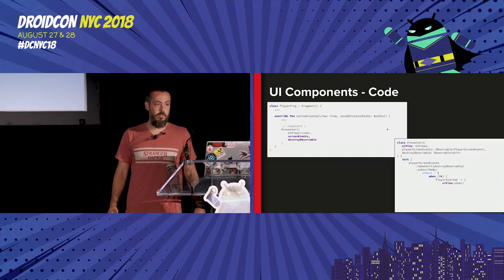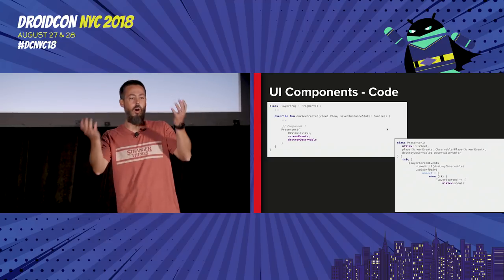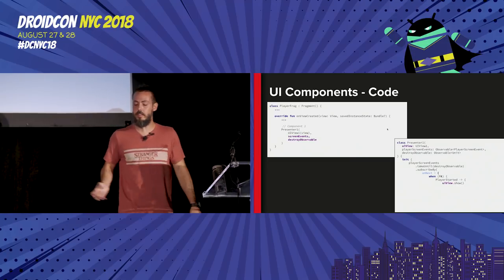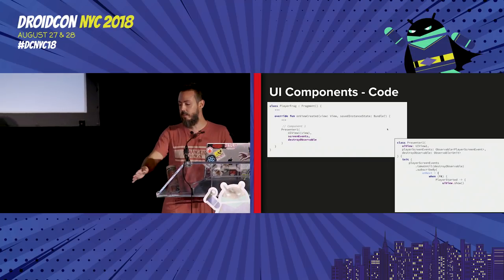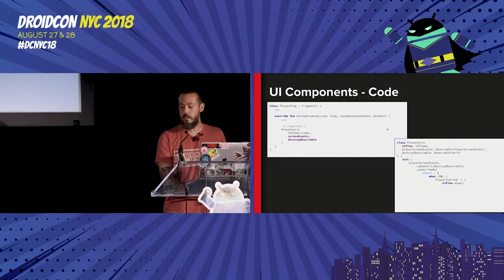The view will show itself, because this is how our player works. When playback starts, we show all the UI controls, and then we hide them based on a timeout, et cetera. But this is what happens, and this is what this view is doing. The presenter is calling the view interface to show it.